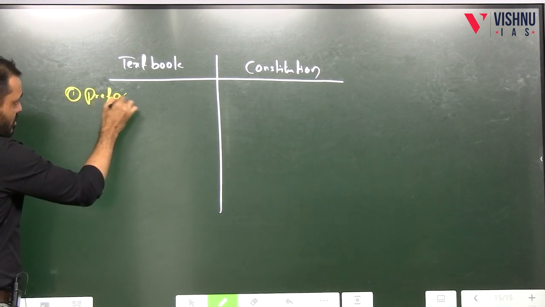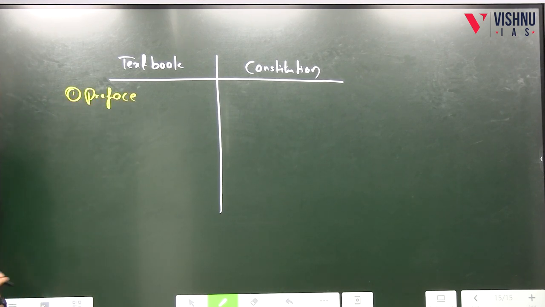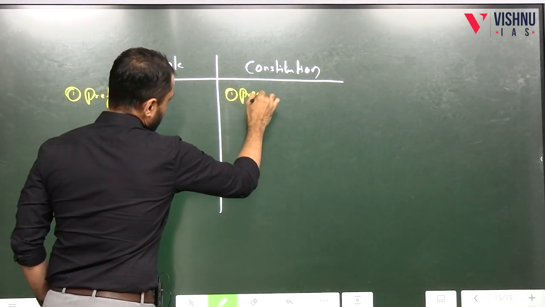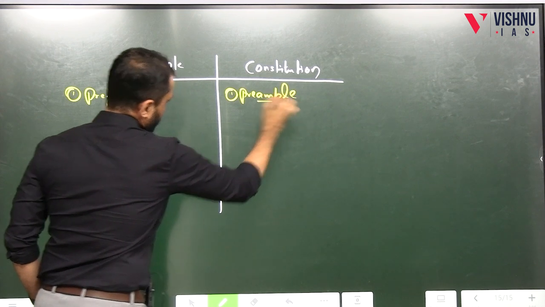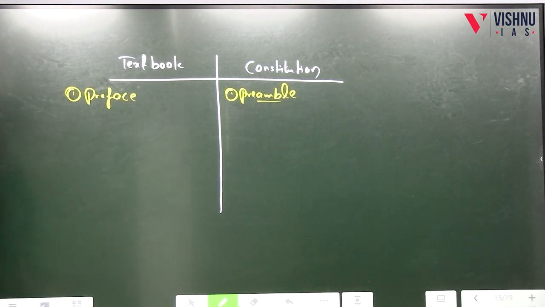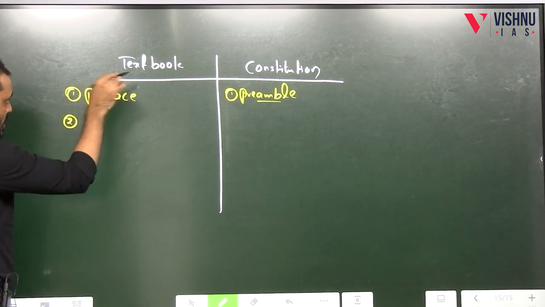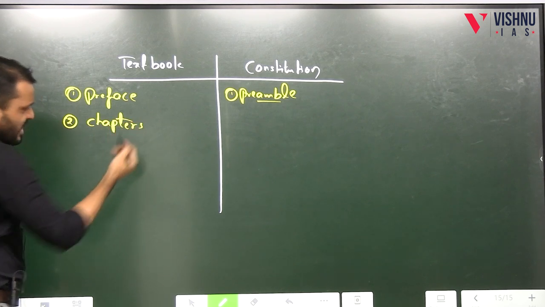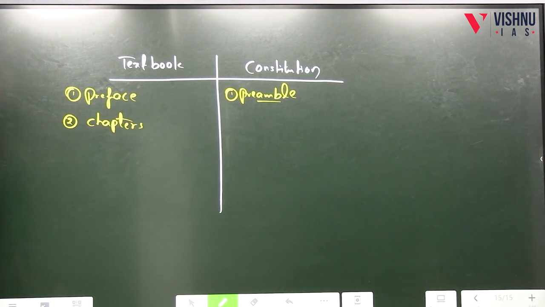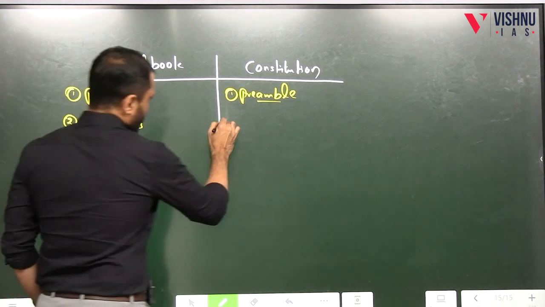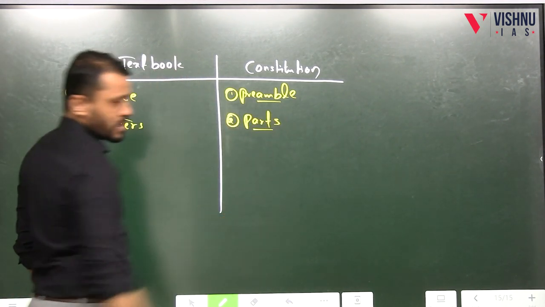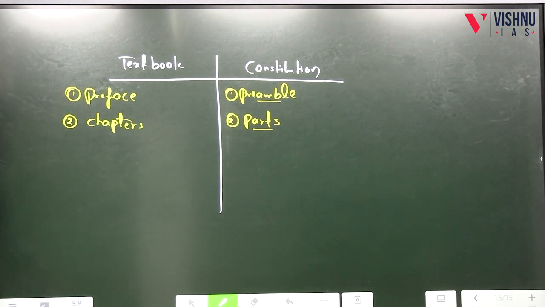Preface unto the other end. Context. Preface. As soon as you open the constitution also, you will find the same kind of thing that is known as preamble. Preamble is the overall gist of the constitution. Next, the entire textbook is divided into different chapters for easy understanding. In the same way, the entire constitution is divided into different chapters, that is known as parts.